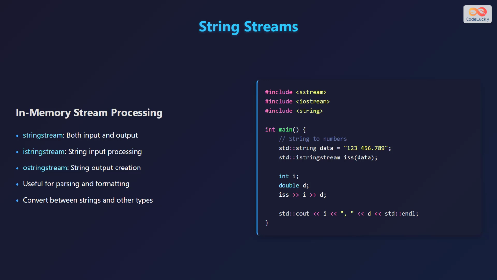Check the code sample. It includes sstream, iostream, and string libraries. We create a stringstream object named iss with the string data containing an integer and a double. The program extracts the integer and double values from the string stream and outputs them to the console.